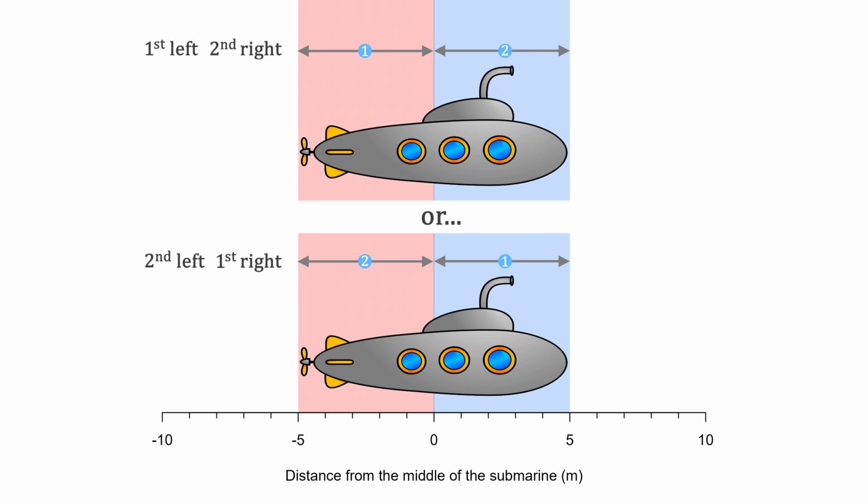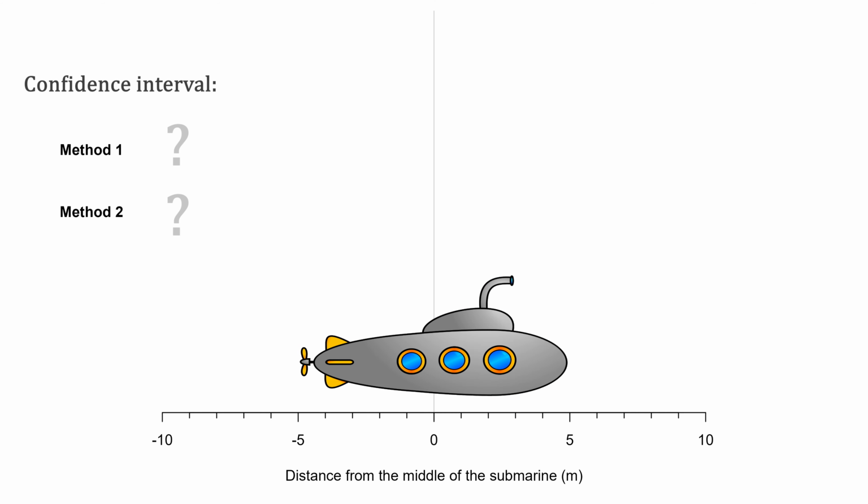In other words, 50% of the time, the hatch must be in between the 2 bubbles. And there's our first confidence procedure. A 50% confidence interval can be constructed as simply the range between the 2 bubbles. This interval will contain the hatch 50% of the time.